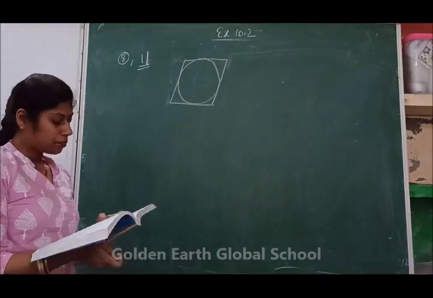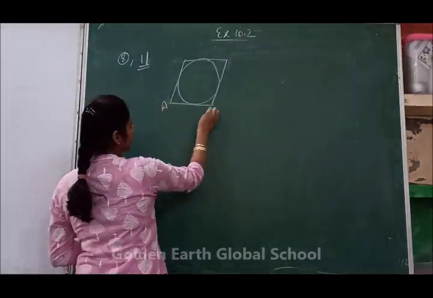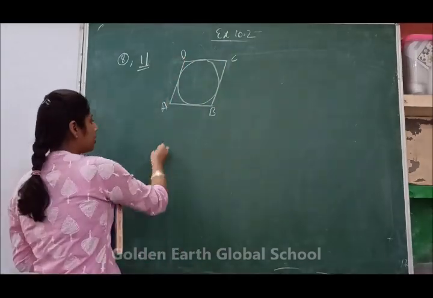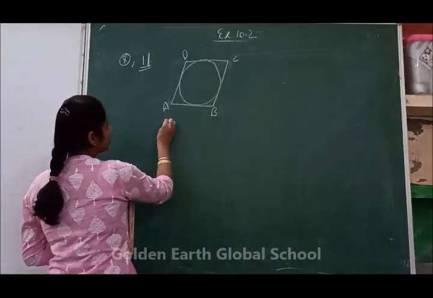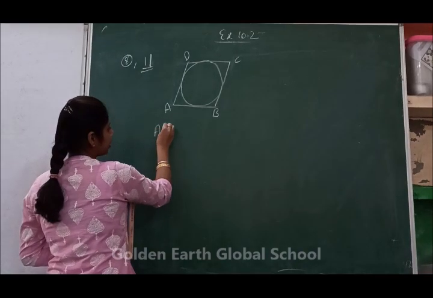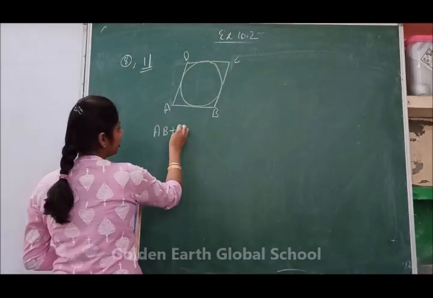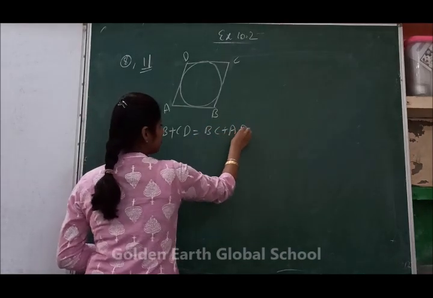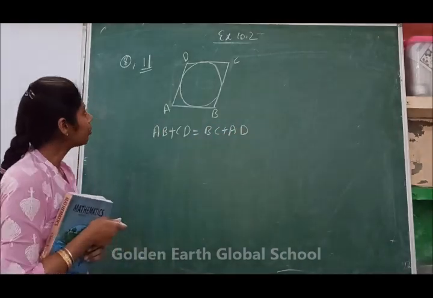A parallelogram circumscribing a circle is a rhombus. This is the parallelogram. We have to prove that this is a rhombus. Firstly, do question number 8 similarly. What is the result of question number 8? AB plus CD is equal to BC plus AD. Clear? Now we have to prove it is a rhombus.